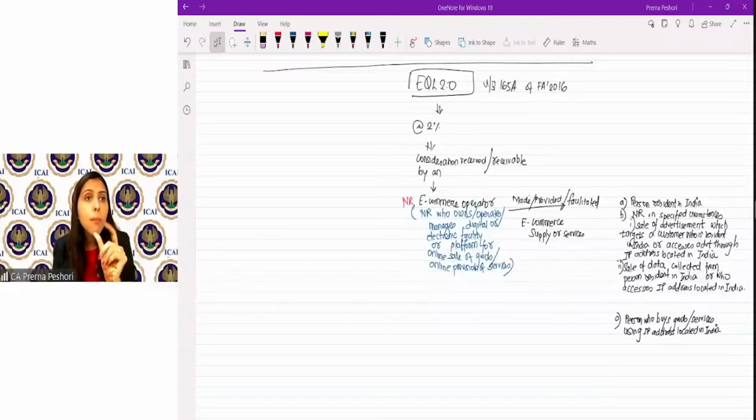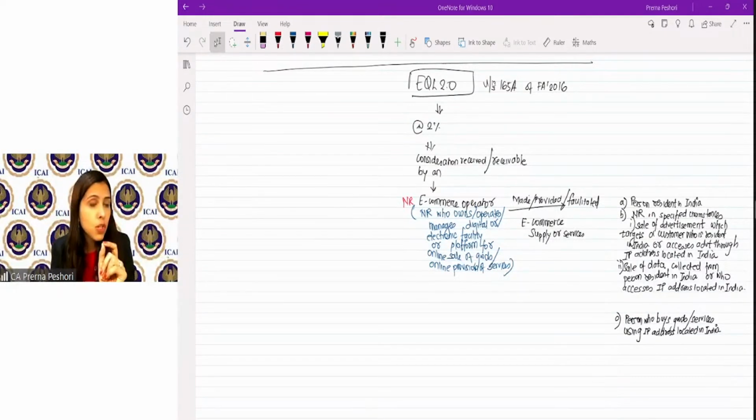Now you will say, ma'am, even in this case, equalization levy 1.0 is also applicable because there is sale of advertisement. You are right, there is sale of advertisement. Equalization levy 1.0, if you look at, is applicable in the case where a non-resident provides the services of online ad space to another non-resident.